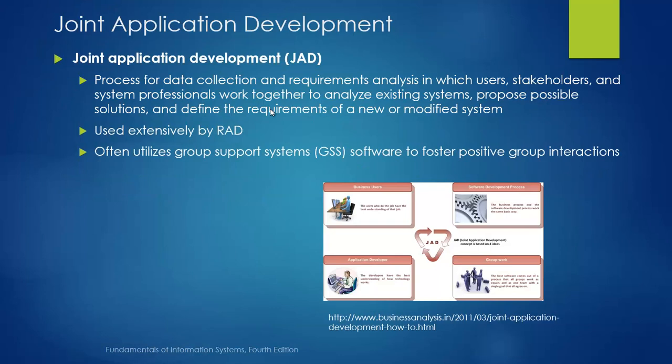One of the tools used extensively by RAD, or Rapid Application Development, is Joint Application Development or JAD, which is a process for data collection and requirements analysis in which users, stakeholders, and system professionals work together to analyze existing systems, propose possible solutions, and define the requirements of a new or modified system. JAD utilizes group support systems (GSS) software to foster positive group interactions.